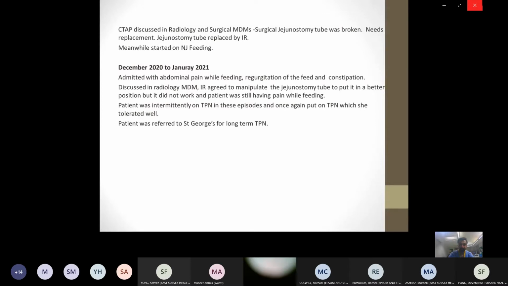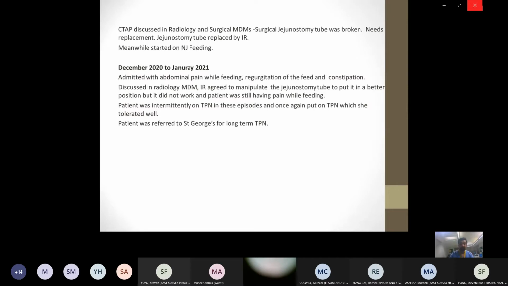In December 2020, she presented again with the same complaints of abdominal pain while feeding and regurgitation of the feed. She was discussed again in MDM, and the jejunostomy tube was manipulated by the interventional radiologist, but she was still complaining of pain while feeding. The patient was then started on TPN, and she was intermittently on TPN in these episodes as well.